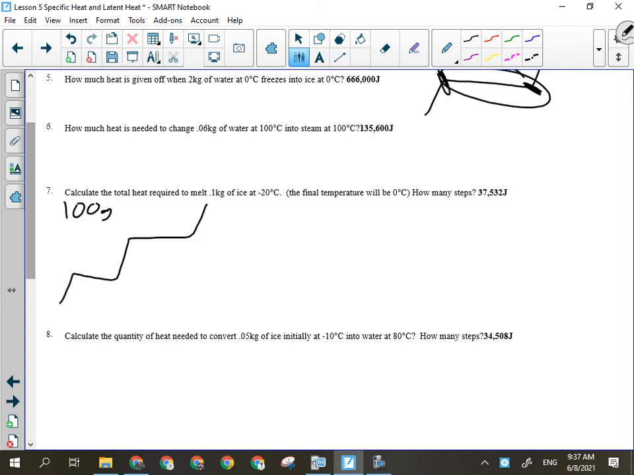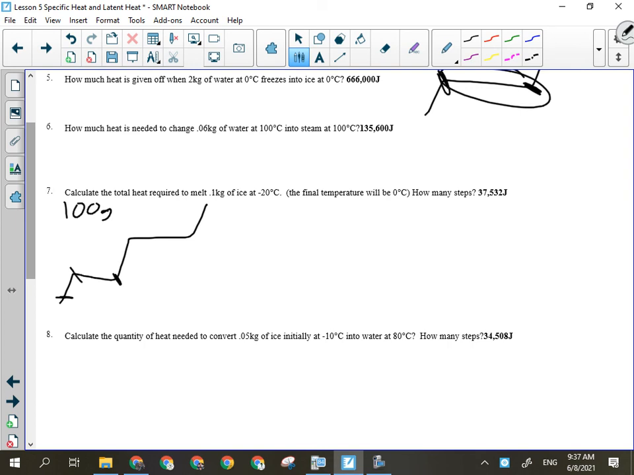So we said the first thing to do is draw the heating curve. Where on the heating curve am I starting? Right, at the bottom, -20. And it says, how much energy is required to melt this ice? All right, so where am I ending? Here or here? Yeah. Stopping right there. How many steps is that?